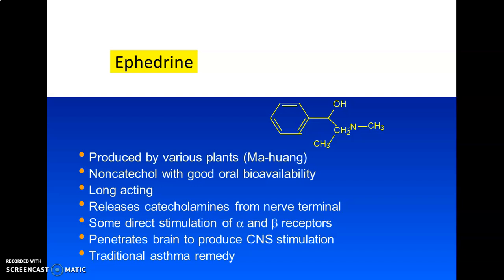Ephedrine is produced by various plants like ma huang. It is a non-catechol with good oral bioavailability, long-acting, and releases catecholamines from the nerve terminals. It has some direct stimulation of the alpha and beta receptors. It penetrates the brain to produce CNS stimulation. Traditionally, it is useful as an asthma remedy.